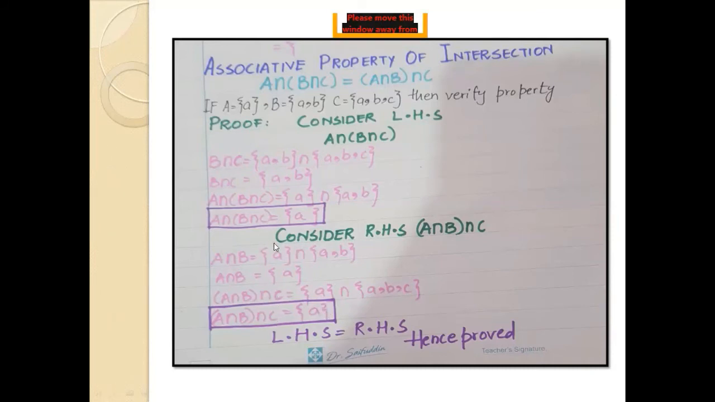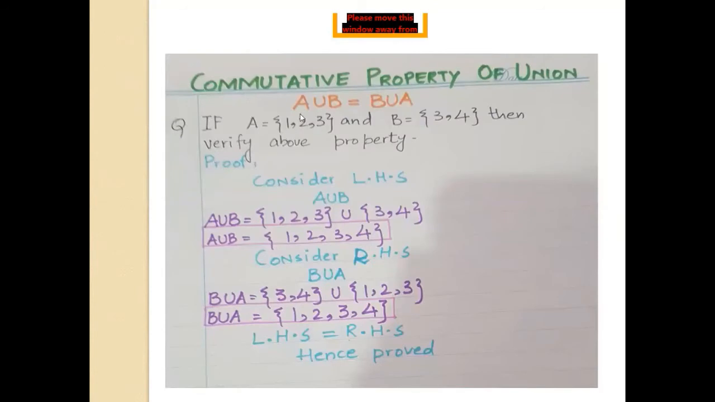And now, left hand side is equal to right hand side. LHS equals RHS. Hence our associative property of intersection is proved. You can follow these sets for verifying the associative property of union, and these sets to verify the commutative property of intersection. Okay.